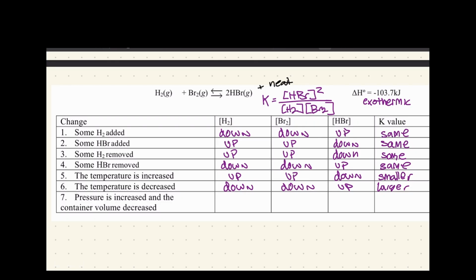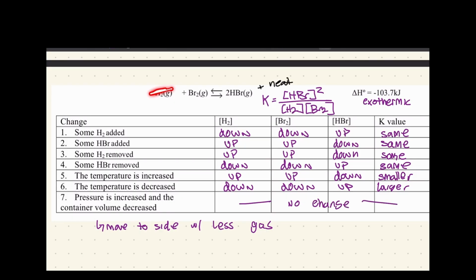Finally, let's look at what happens if we increase the pressure. If we're increasing the pressure, all the particles are going to be closer together, so I want to move to the side that has less gas. Here I see on the reactants, I have 2 moles of gas. Here I see that I also have 2 moles of gas. And so in this situation, there's not one side that has more, there's not one side that has less, so there's going to be no change in the equilibrium.